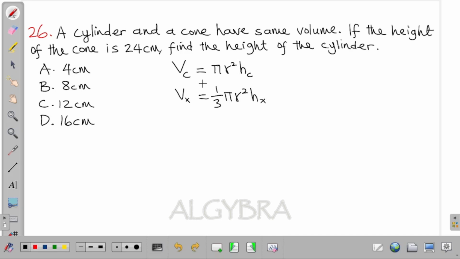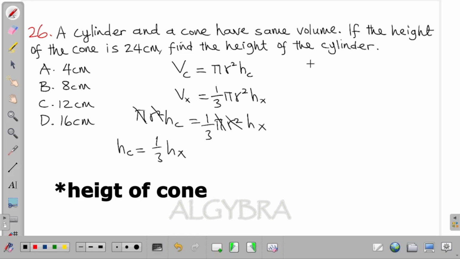So equating both the volume of the cone and the volume of the cylinder, we have that pi r squared hc is equal to 1 over 3 pi r squared hx. Okay, so we can cancel out pi from both sides. We can also cancel out the r squared. So we mean that hc is equal to 1 over 3 hx.